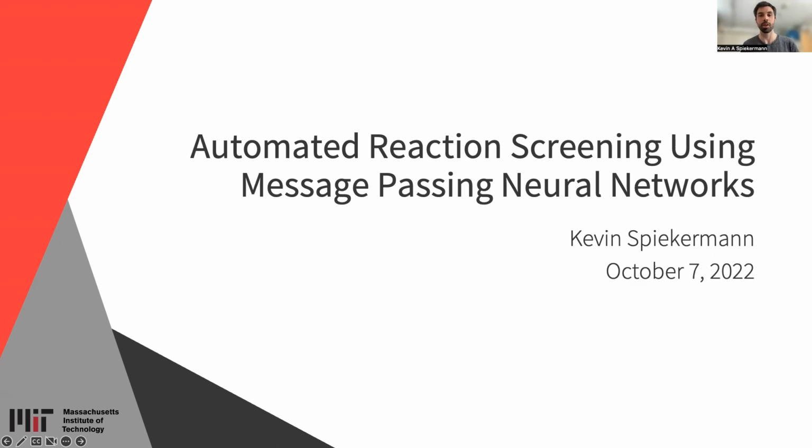Hi everyone, I'm Kevin. I'm a PhD student in chemical engineering, and I'm making this short video to showcase some of my research progress while using MIT's SuperCloud Compute Cluster. I work in Professor Bill Green's lab, so I work on projects related to chemical kinetics, and today I'll be presenting a project about automated reaction screening by predicting barrier heights using message passing neural networks.